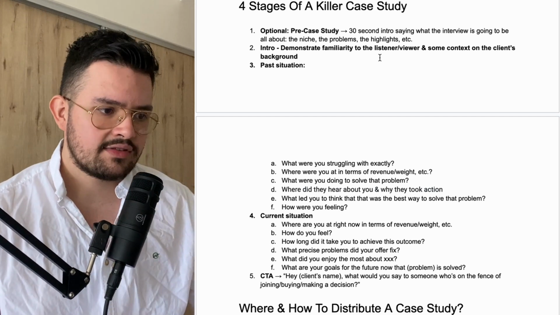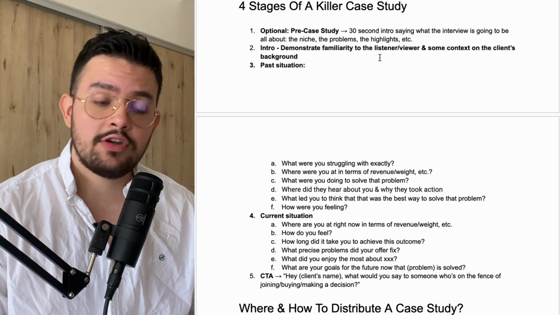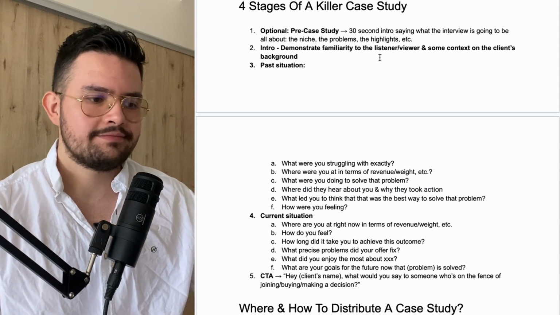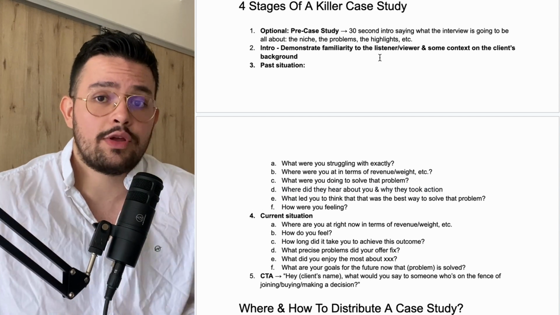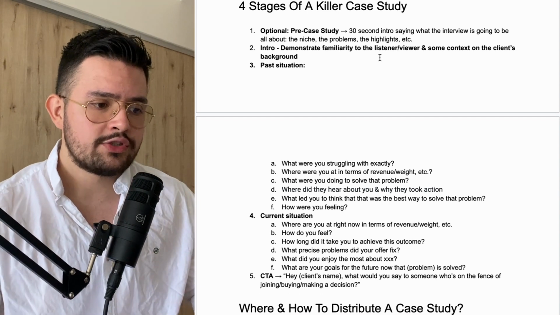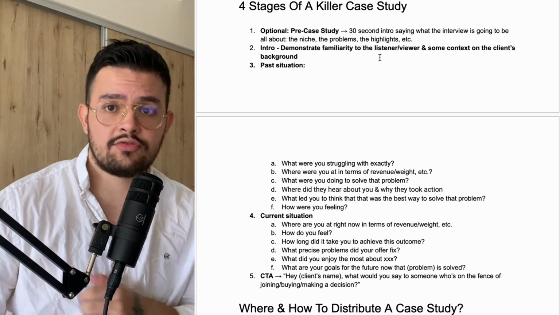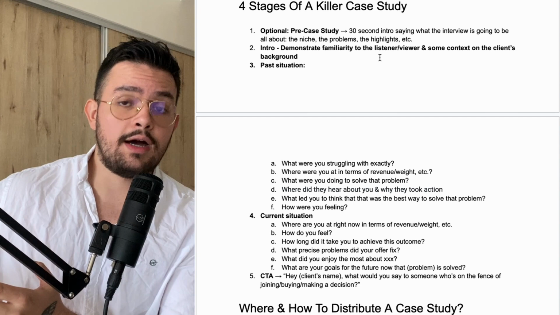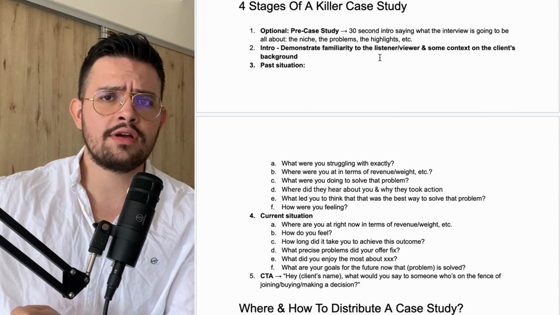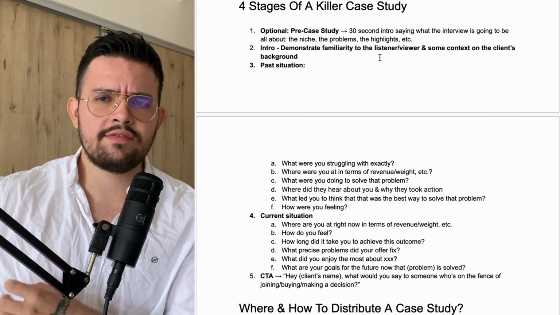Then you want to ask things such as, where are you at in terms of revenue, or in terms of weight, or in terms of dates on a monthly basis? Well, it depends on what your offer is all about, okay? What were you doing to solve the problem that you had in the past? What are the solutions that you were trying to use in order to solve the problem? Did they work? If they worked, why did they work? If they didn't, why didn't they?